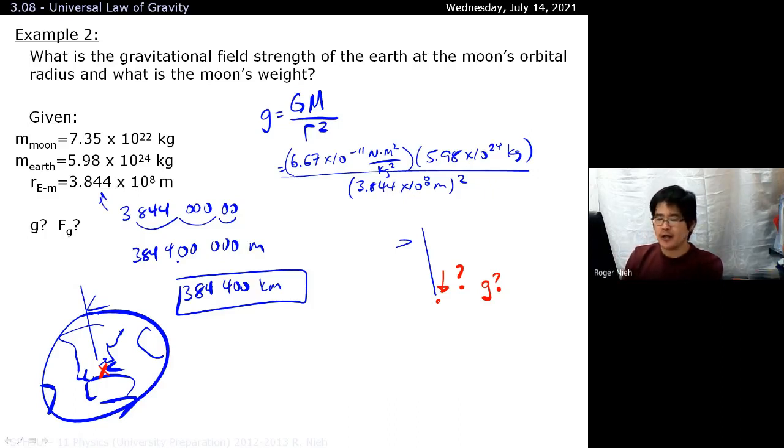You buy a brand new car and you drive it into the ground. That's what 384,400 kilometers is. You buy a brand new car, you drive it for the next 10 to 15 years until the engine explodes. That's the distance between the Earth and the moon.